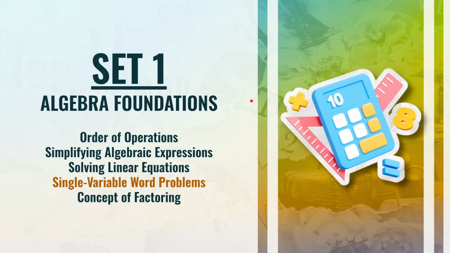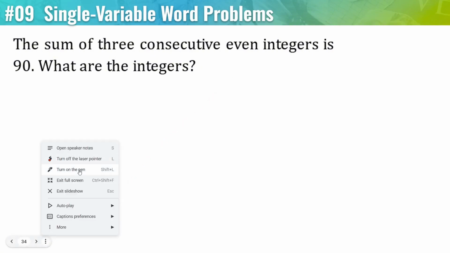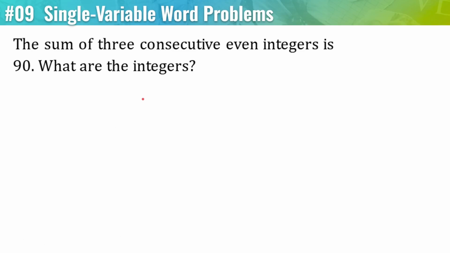So now let's continue with single variable word problems. So this is going to be the longest part of this set. So for number 9, the sum of the consecutive even integers is 90. What are the integers? So in here, we're going to learn about representation. So the sum of the consecutive even integers involves three numbers. So one of them has to be x.